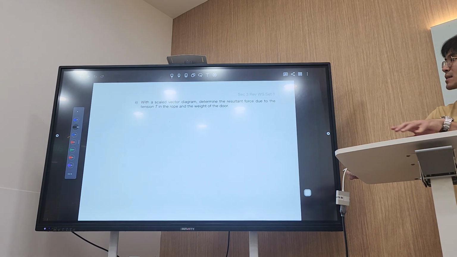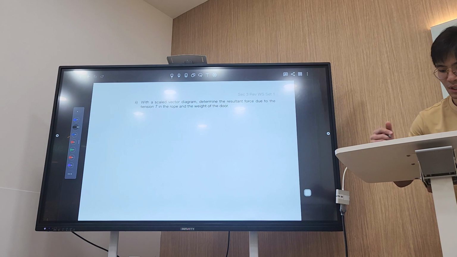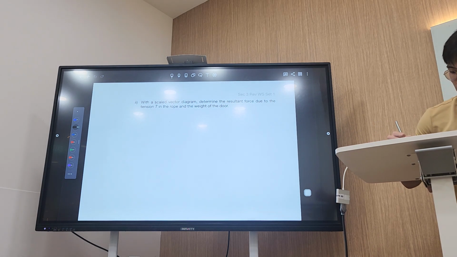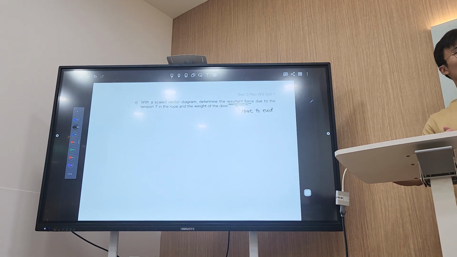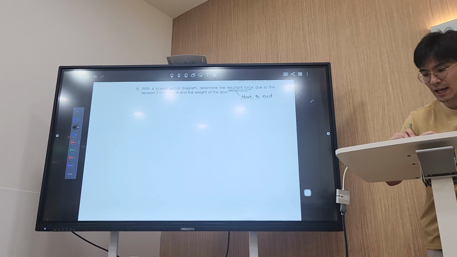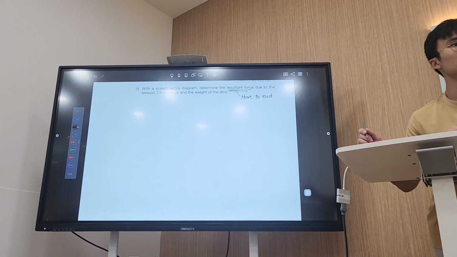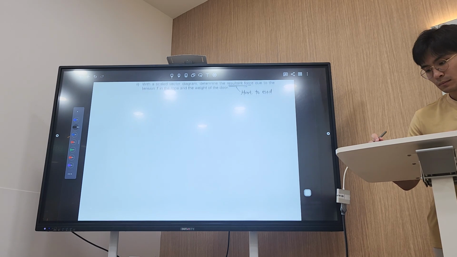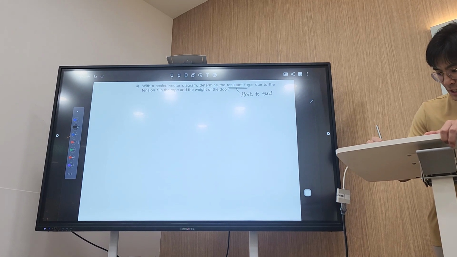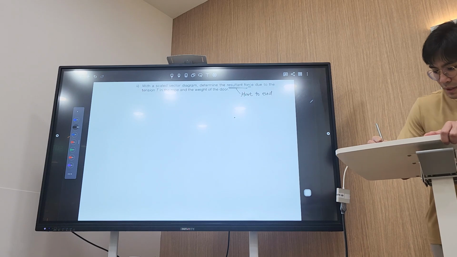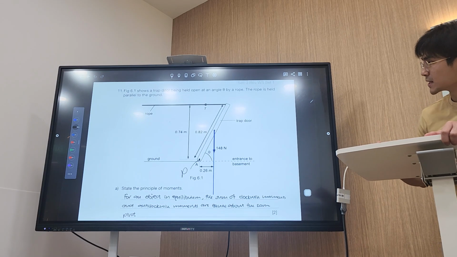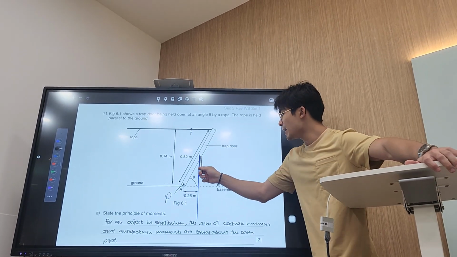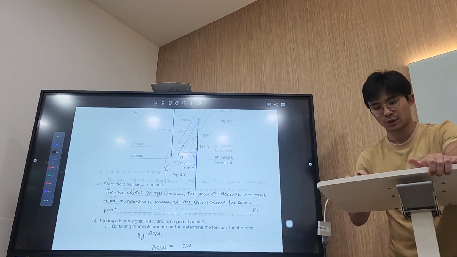Next, the third part, resultant force. So how do we draw this? Resultant means from start to end. So I'm going to start at a random point here. I'm going to draw forces of T and my weight of 148 newtons.